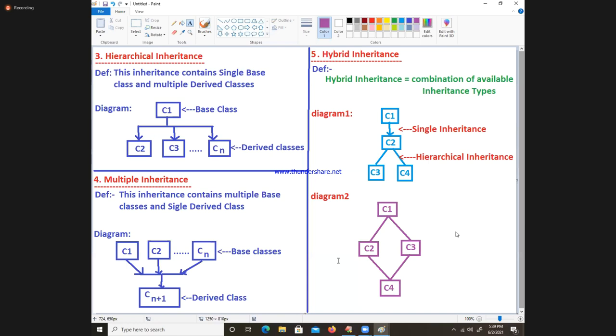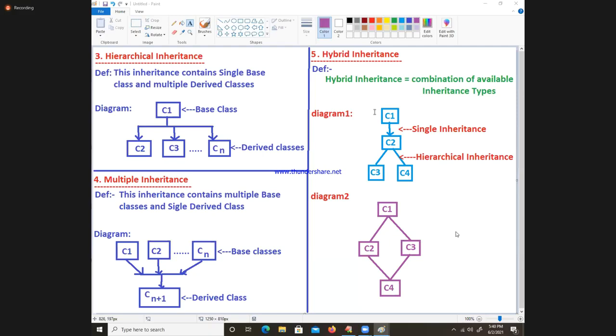C2, C3, C4 is called what? Multiple. The combination is called what? Hybrid. Wonderful. One more combination you see. C1, C2, C4 is called what? Multi-level. C1, C3, C4, multi-level. So it is also called one type of inheritance. Combinations of inheritances are there.